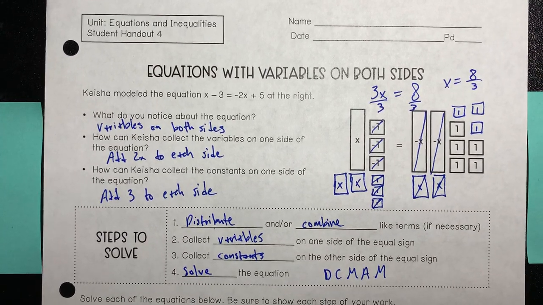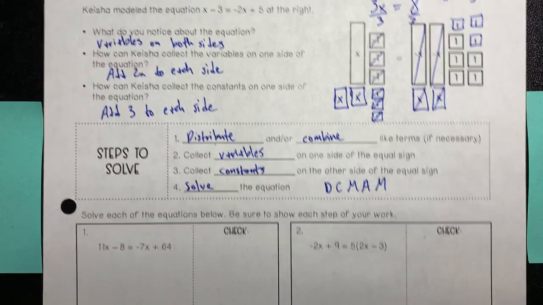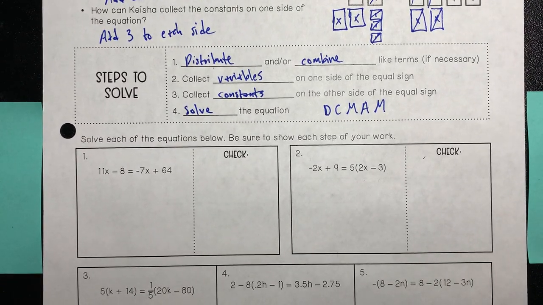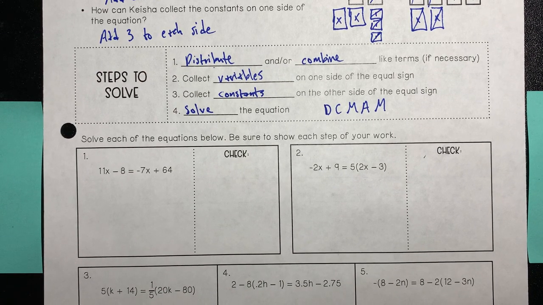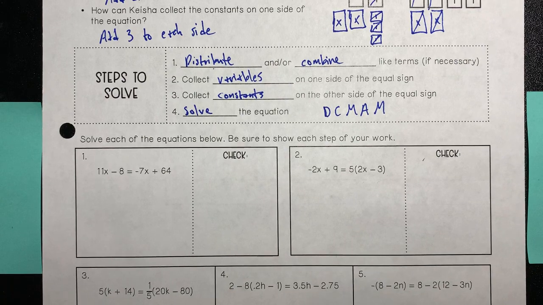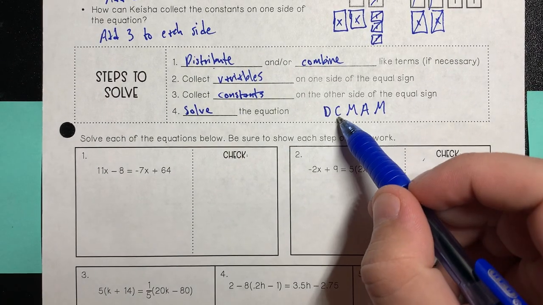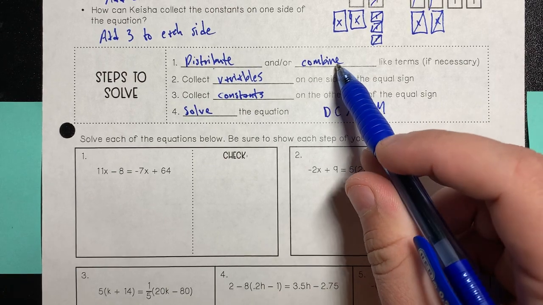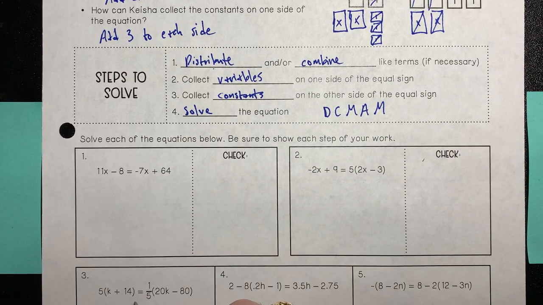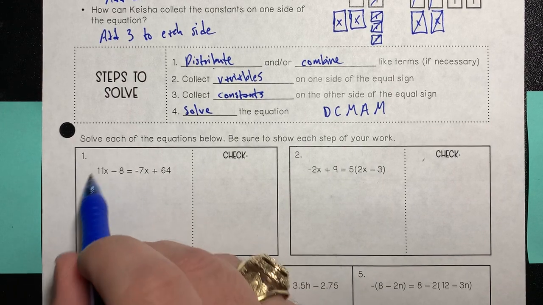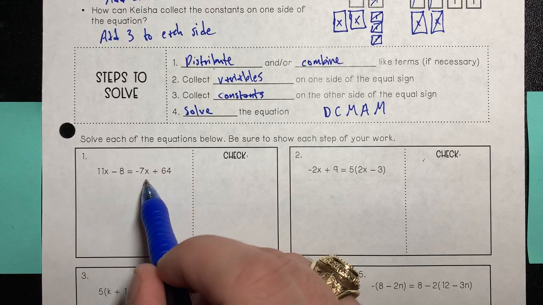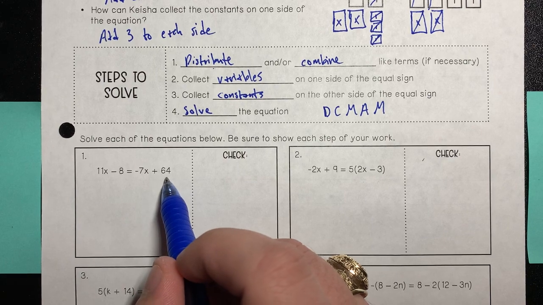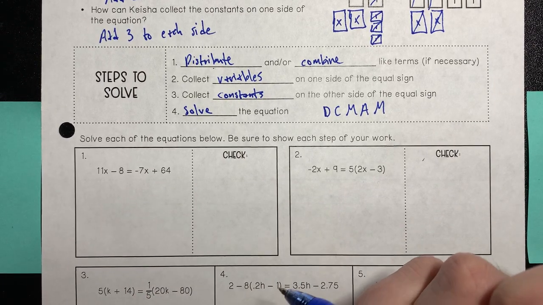All right. So moving on to the first question, we're going to do number 1. So what would we do first? Well, looking at it, do I have to distribute anything? No, right? There isn't any parentheses or anything I need to distribute. So our next one, our C, so don't call me at midnight, our C is to combine like terms. Do I need to do anything like that here? No, because on the left side, there's an 11x minus 8, so you can't combine any of those. And on the right side, there's negative 7x plus 64, and I can't combine any of those, so I don't have to do any of that.